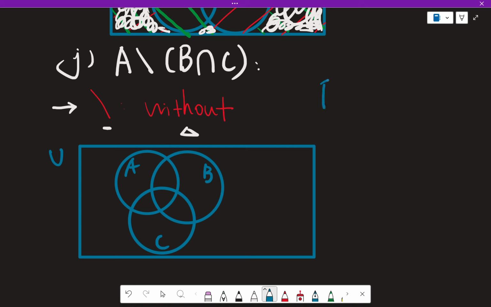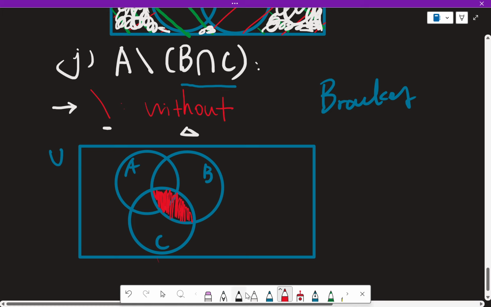So still our priority is bracket first. So let's take a look at the bracket. So what would be B intersect C? That should be fairly simple at this point. So that's the overlapping area between the circle B and circle C. So what would be A without this part?